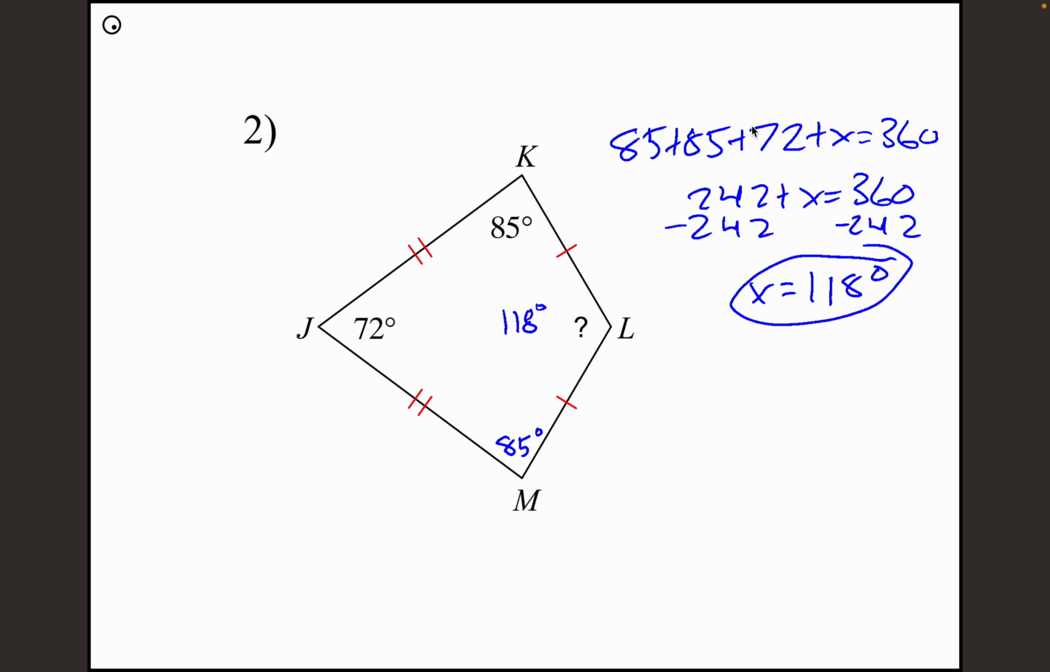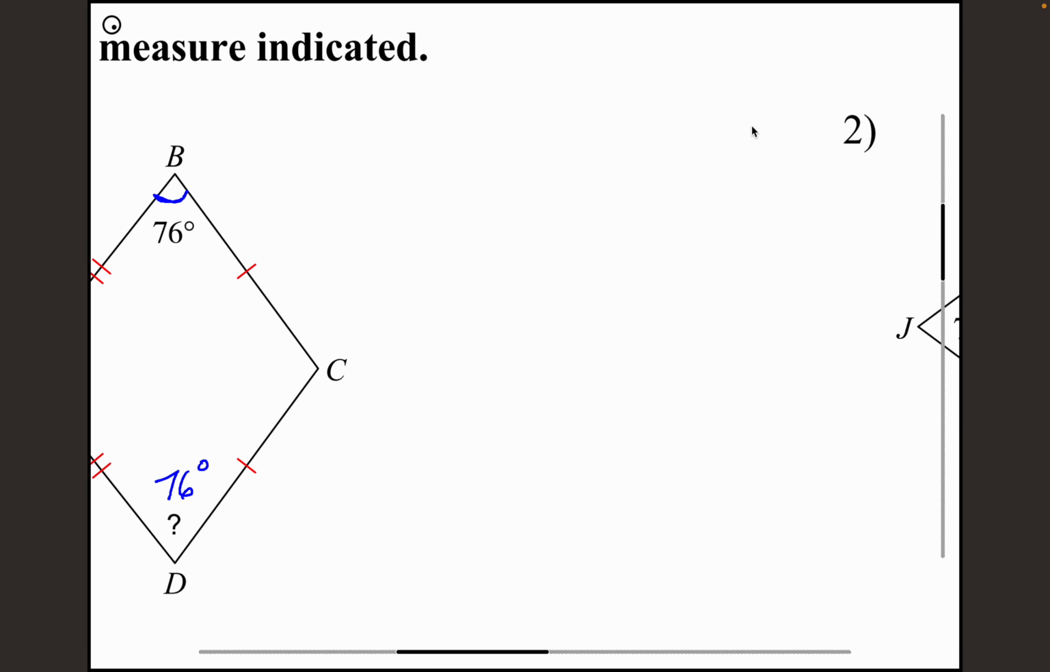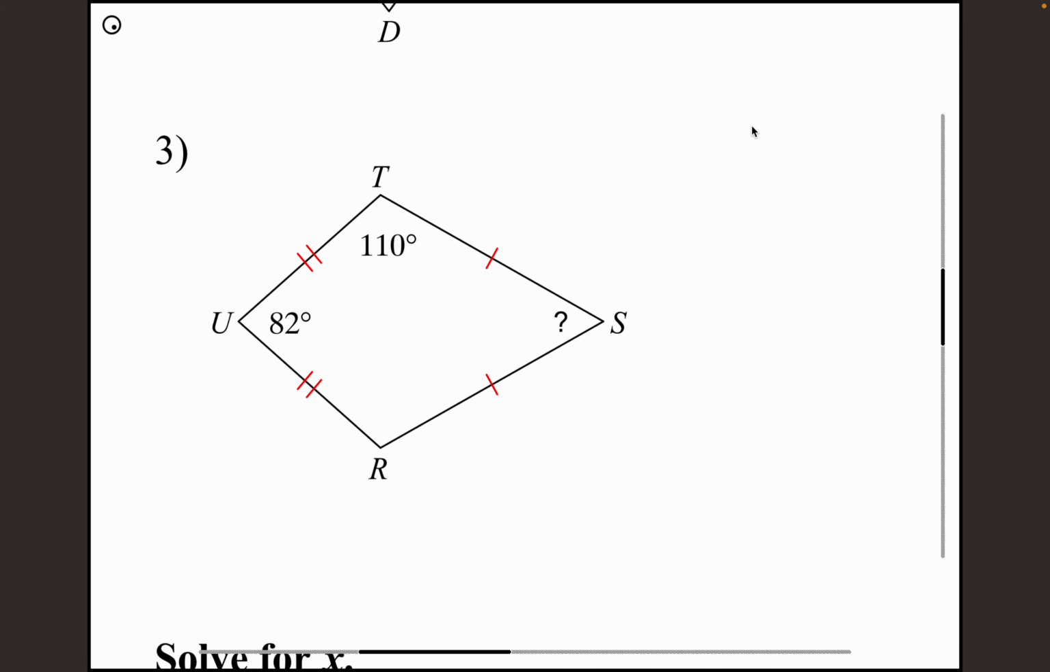Okay? Go ahead and do 3 and 4 on your own. Now, 4 is a little different, but I want to see if you can figure that out. Work on the kite.